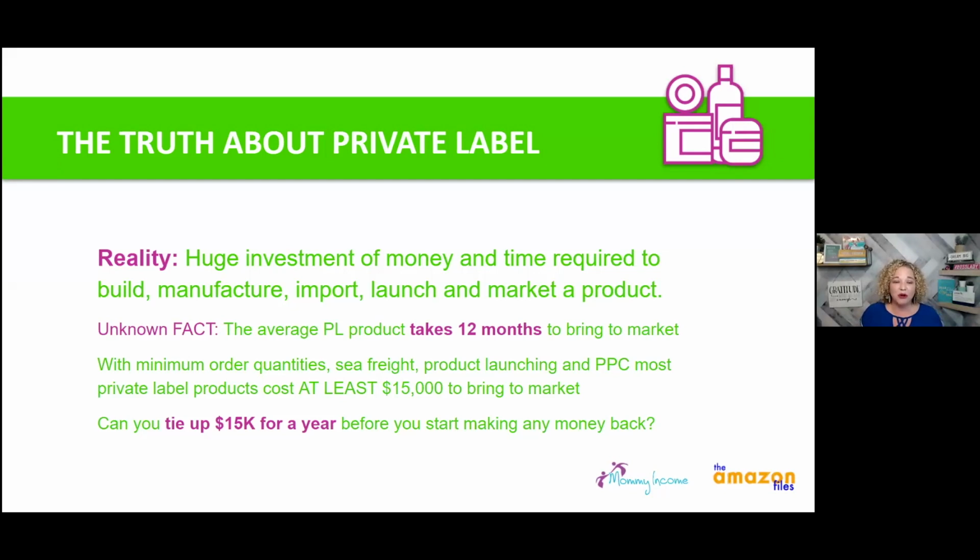But with minimum order quantity, sea freight, and everything else, most private label products cost about $15,000 to bring to the marketplace. Got a question for you. Can you tie up $15,000 for a year before you start making any money back? Some of you probably could, but can you? Would you want to? No, a lot of you guys wouldn't.